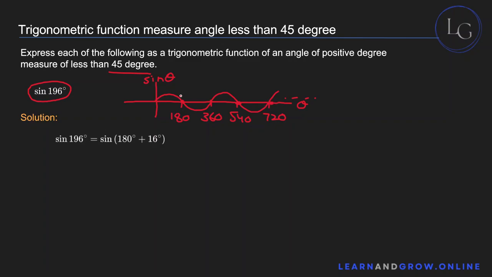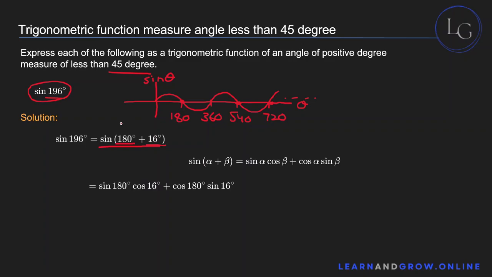So first you need to identify what multiple of 180 is closest to 196, and that's obviously 180, right? So sine of 180 plus what gives you 196? 16. 180 plus 16 gives you 196. Now that you've written it in this form, you can apply the angle addition formula.